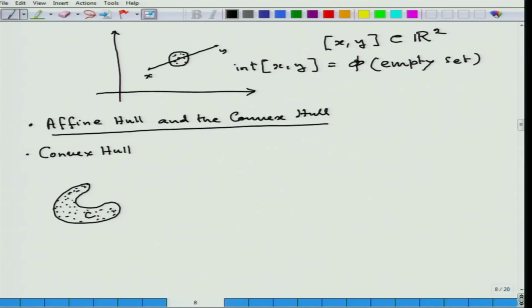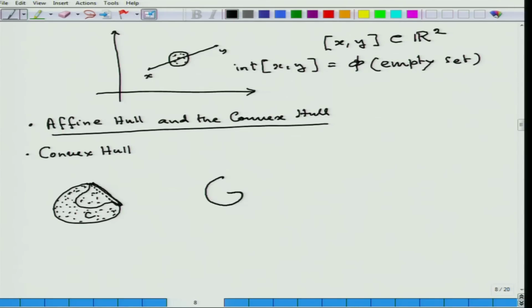Now, this set obviously is not convex, which is very clear. But you see, if I take these last two endpoints and join them up, then this new set with this boundary becomes convex. So, what the convex hull is: the smallest convex set containing the set C.